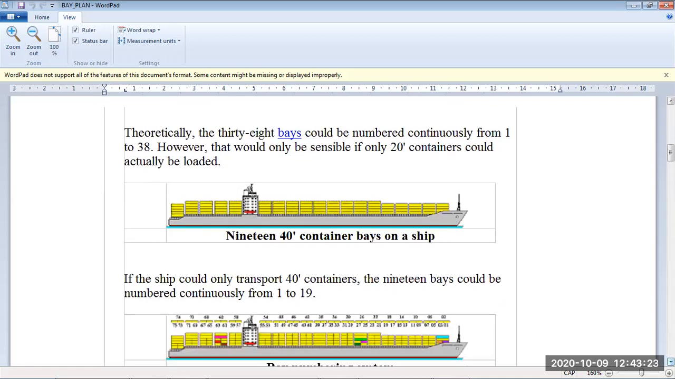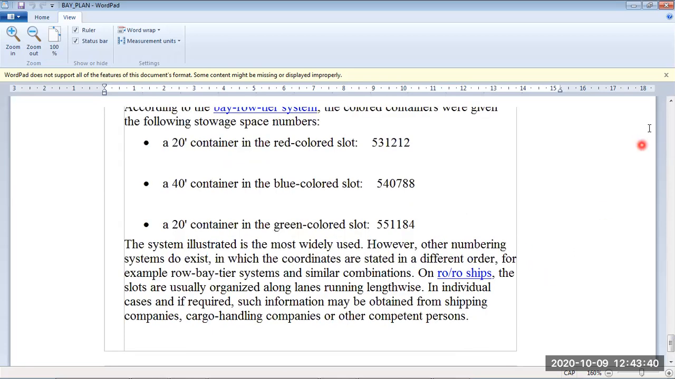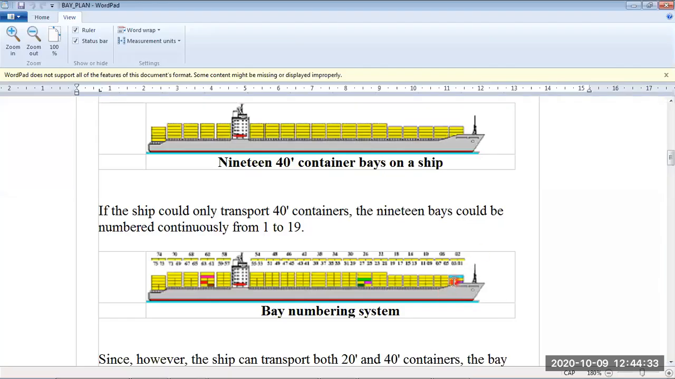So we number the bays like 1, 3, 5 like that, because we have 20-foot and 40-foot containers, different sizes. That's why we have different numbers for the bays for different sizes of containers. As we saw, the ship can transport both 20 and 40-foot containers.